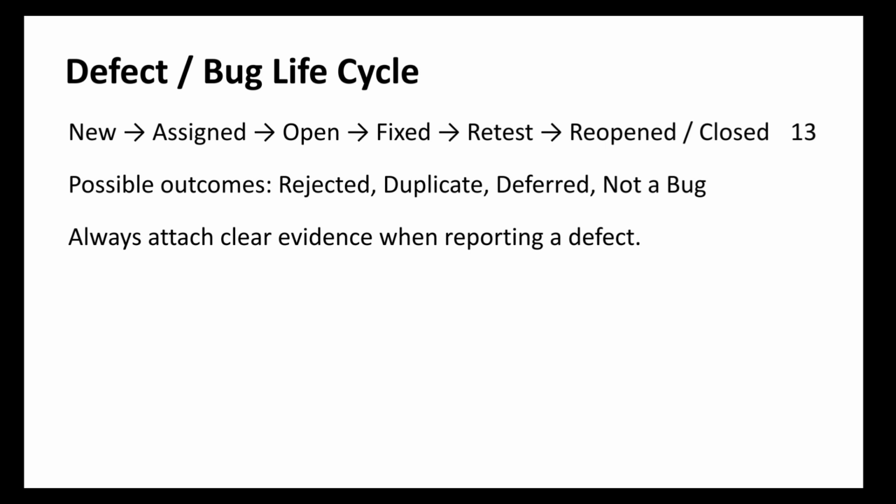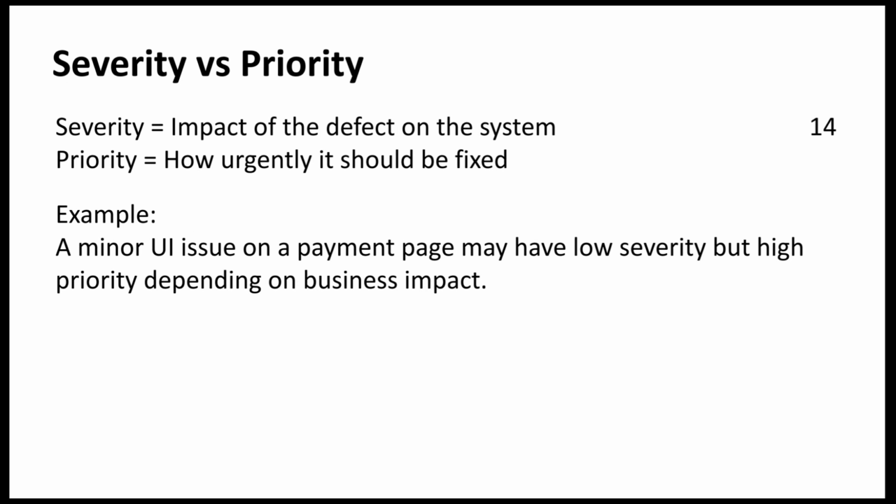Now, another very common interview question is severity versus priority. Severity tells us how much impact a defect has on the application, while priority tells us how urgently it needs to be fixed. For example, a small UI issue on a payment page might have low severity, but the business may still give it high priority because payment is important. So simply remember, severity is about impact and priority is about urgency.